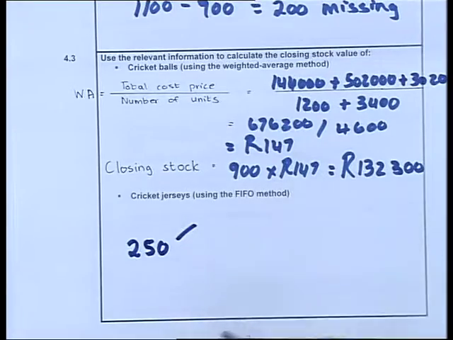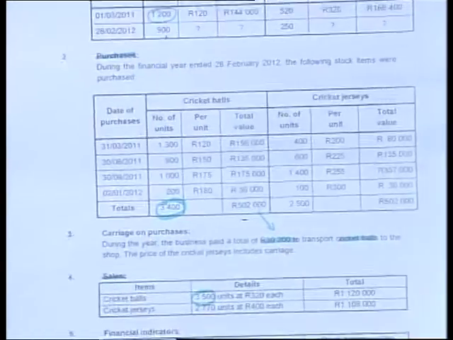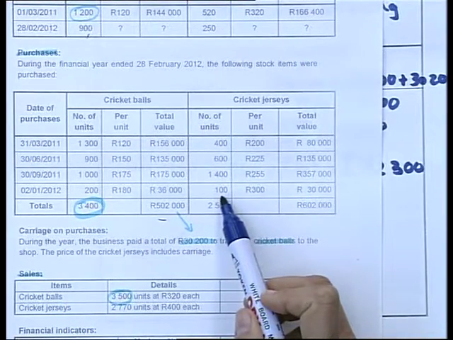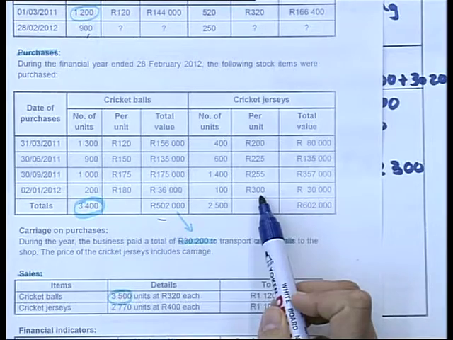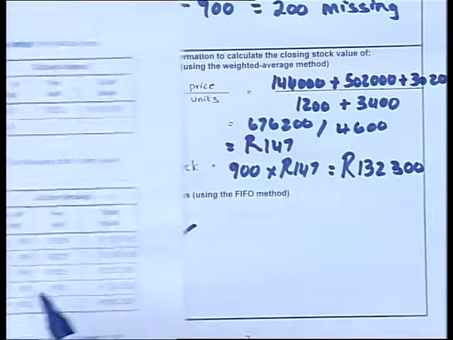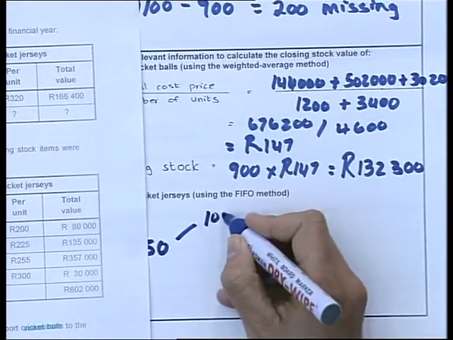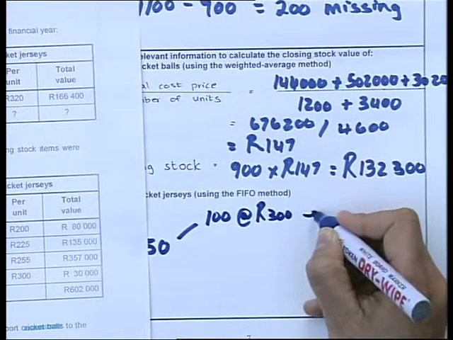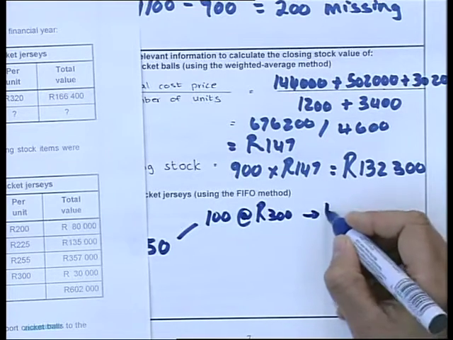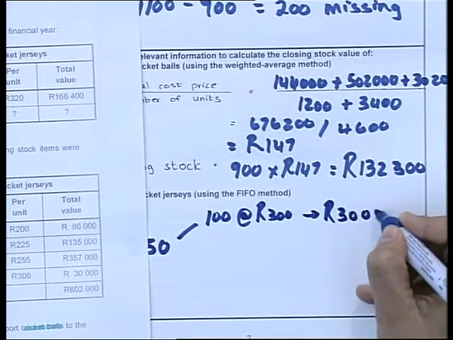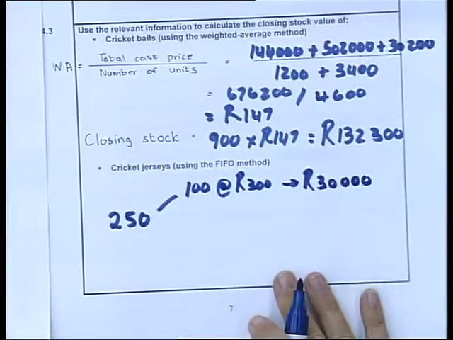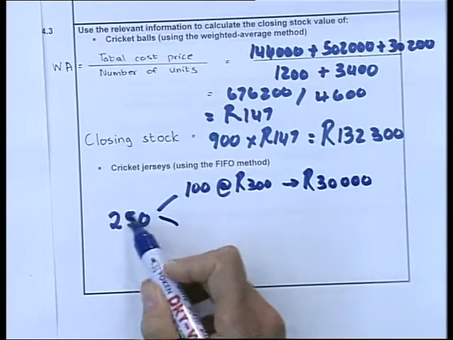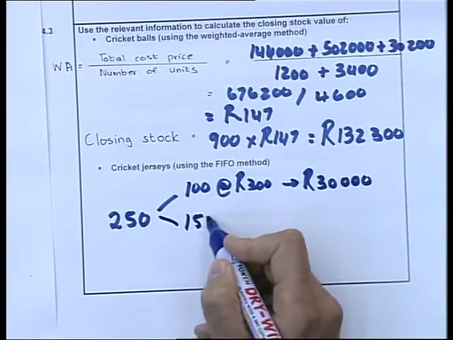Of that, what was the units purchased last? Let's look at cricket jerseys. Units purchased last was 100 units at a price of 300 per unit. So it's 100 at 300 per unit. That will give me 30,000. Okay. And then how much are we still left with? So we've now done 100 of the 250, so we're still left with another 150.